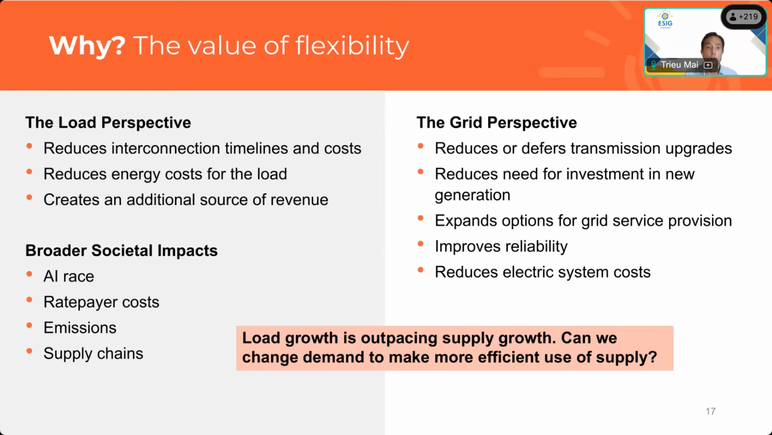There are opportunities, of course, to reduce energy costs to the load, as well as creating additional sources of value through DR programs, et cetera. We'll talk about some of the challenges next. There are broader societal impacts I won't touch on. Obviously, an important one is ratepayer costs and the extent to which those electric system costs on the grid side roll over and transfer to ratepayers, which is an important consideration, of course, for all ratepayers, not just the load side.